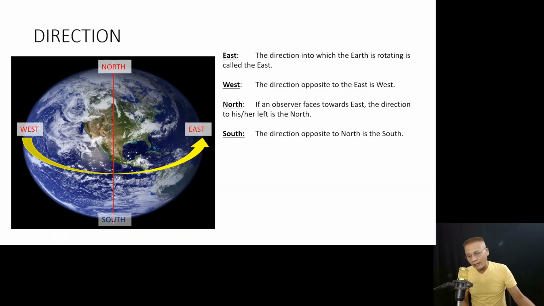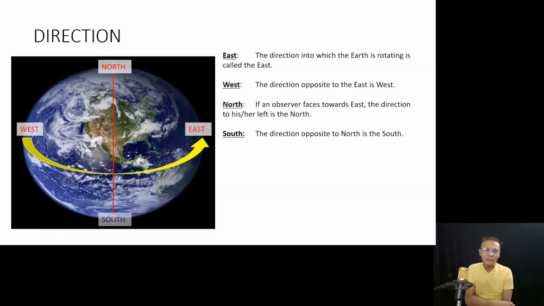So now let us define the direction in which the Earth is rotating. The Earth is rotating from west to east. That is why the sun rises in the east: if this is the sun and this is the Earth rotating, the eastern side will come first. We will start seeing the sun from the eastern side. That is why we say that the sun rises in the east.